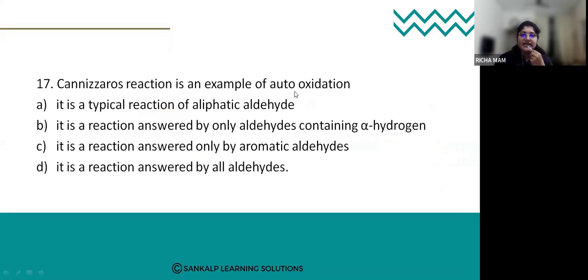Cannizzaro's reaction is an example of auto-oxidation. A. It is a typical reaction of aliphatic aldehydes. B. It is a reaction answered by only aldehydes containing alpha hydrogen. C. It is a reaction answered by only aromatic aldehydes. D. It is a reaction answered by all aldehydes.